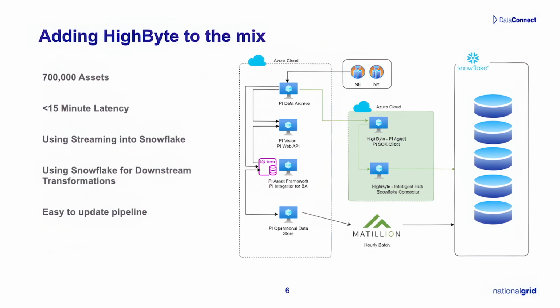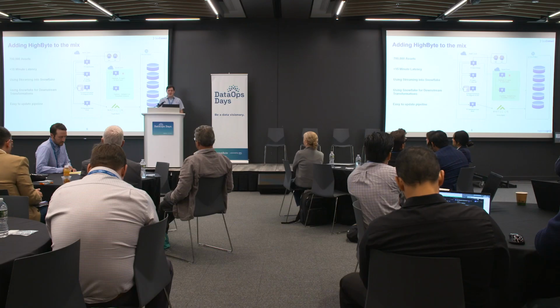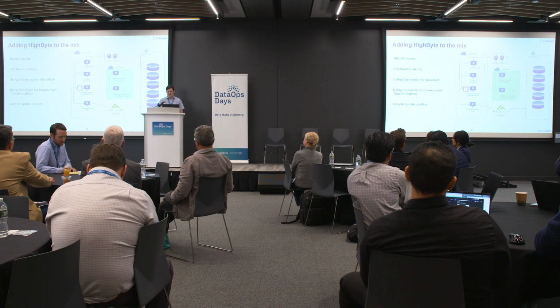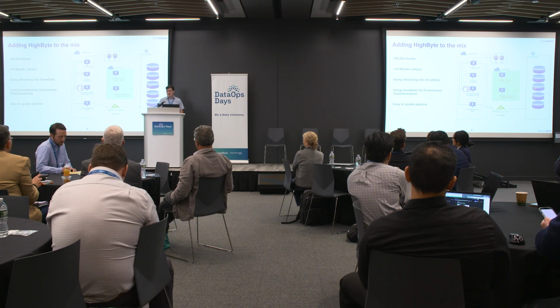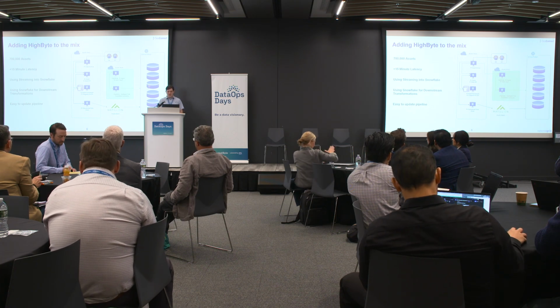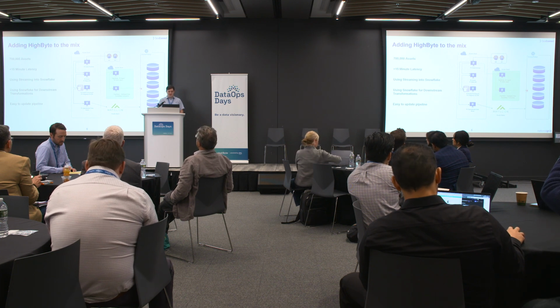But a nice thing with HighByte, and if you want an overview of the HighByte internals, you can talk to the sales engineer here. I'm not going to go into that too much, but this allows us to take those batches and turn them into a stream. So this arrow here is a stream into Snowflake, which allows for much lower latency in Snowflake, based on how Snowflake brings in data. When it's done in batches, there's extra latency on bringing it in, but this really helps us reduce our latency by having a stream here.